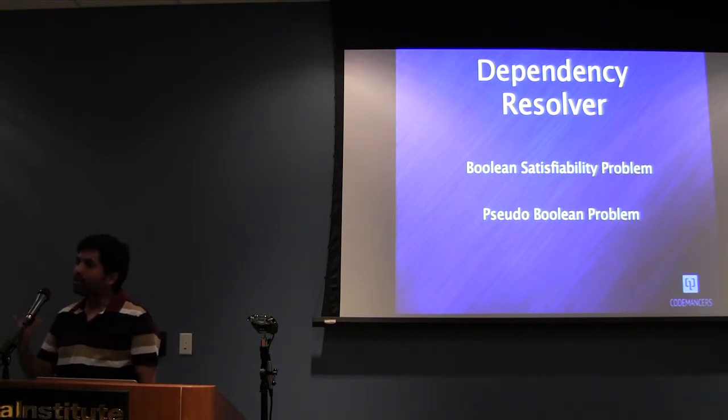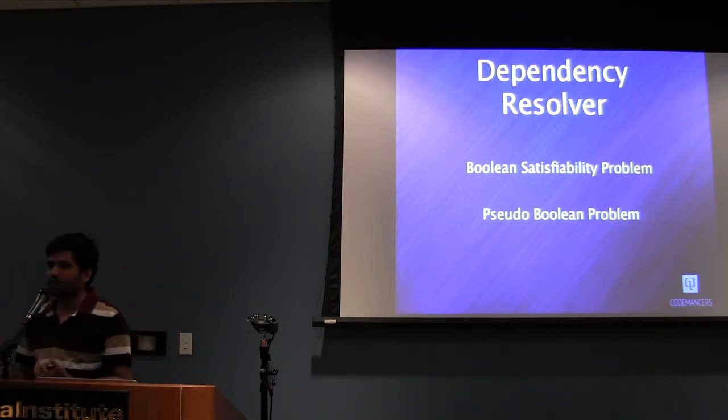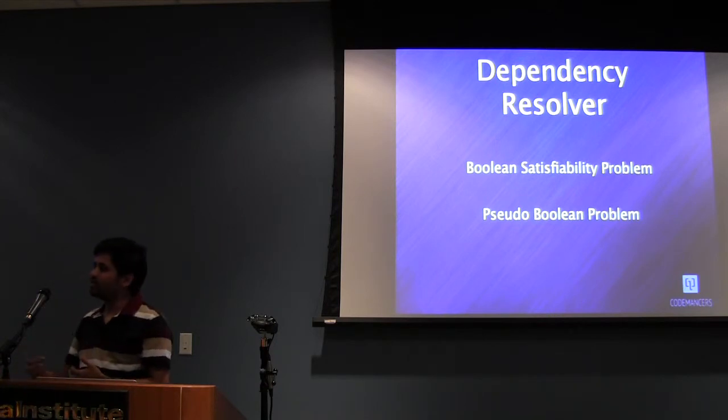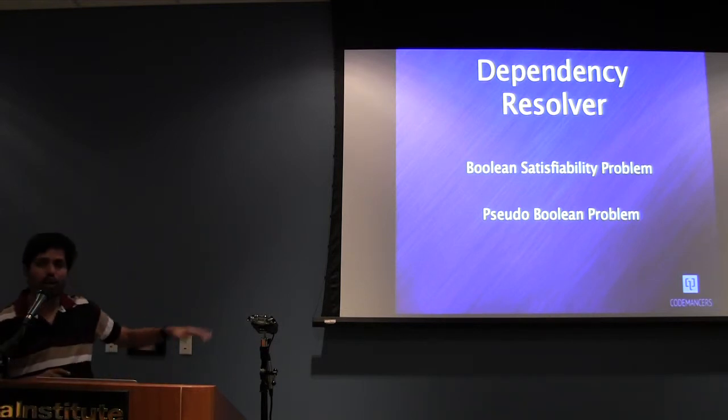The problem is that Bundler cannot depend on any other gem or any other library. That compounds it: I cannot just use Minisat, which is a C library and quite fast, and make the dependency resolution work faster and more accurately. It will never be 100% correct, but more accurate.